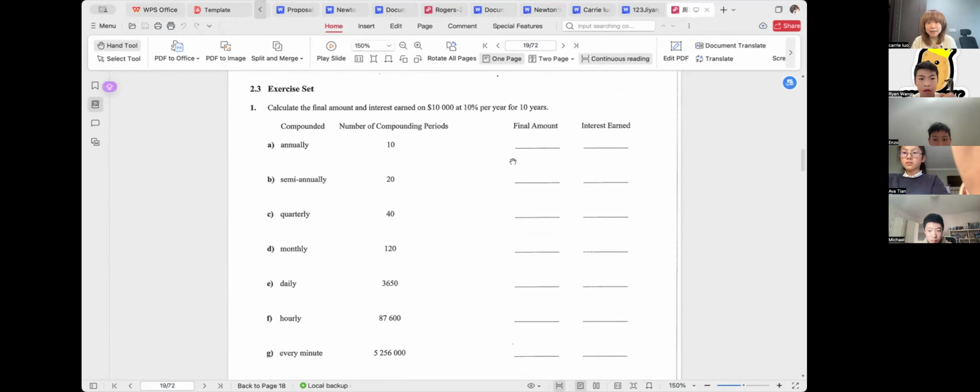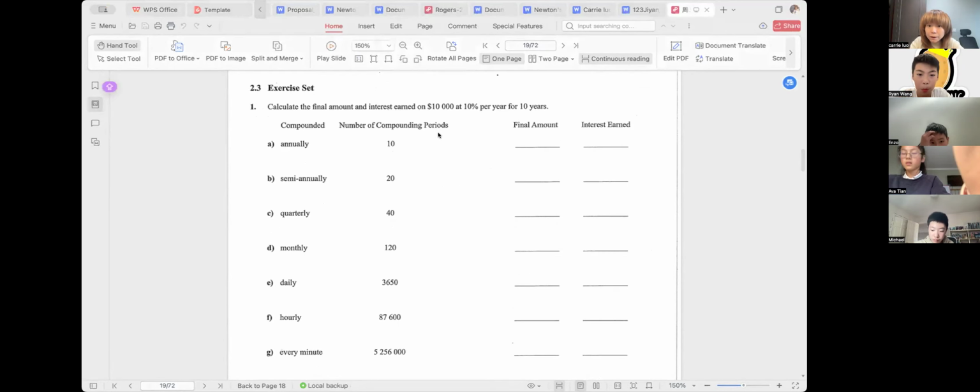Okay, so let's take a look at the exercise set. Calculate the final amount and interest earned by 10,000 at 10% per year for 10 years. I'm going to do some with you so you understand how to do it. So if compounded annually, that means you don't have to do anything. So it's 10,000 times 1 plus 10% and power 10.